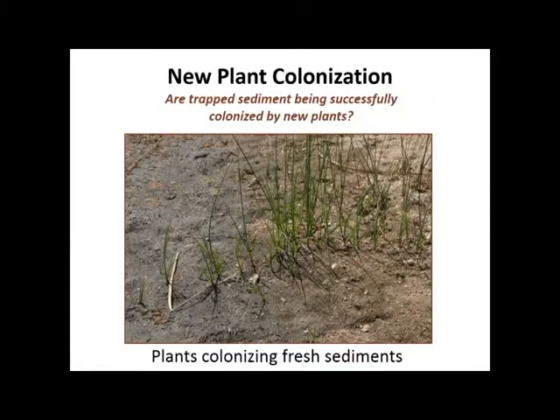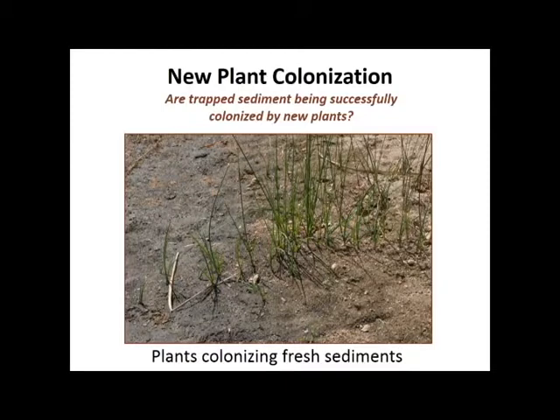For new plant colonization, is there enough of it? This is important because if floodwaters are being slowed down and sediment trapped, then those sediments need to be colonized by new plants in order to become stabilized and incorporated into the floodplain. This eventually will add to the water storage capacity. To see this, look for new young plants or runners from existing plants growing on newly deposited sediment.